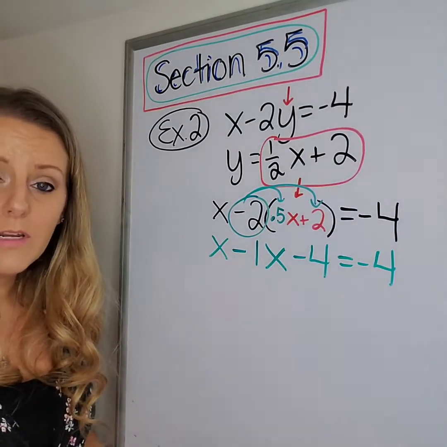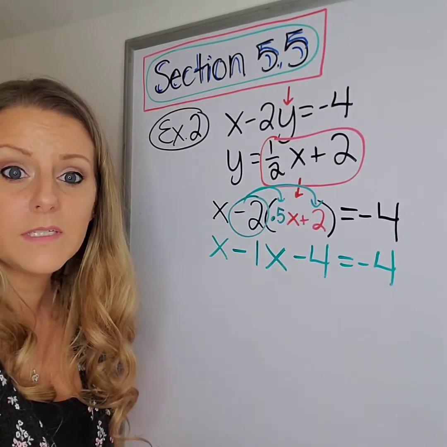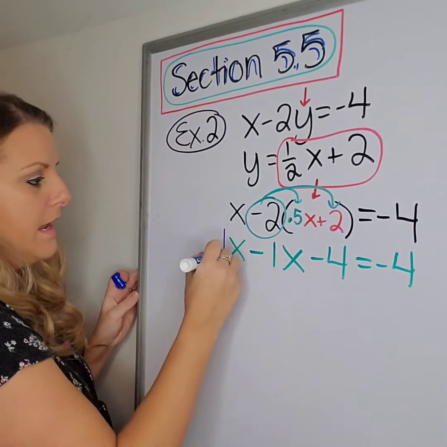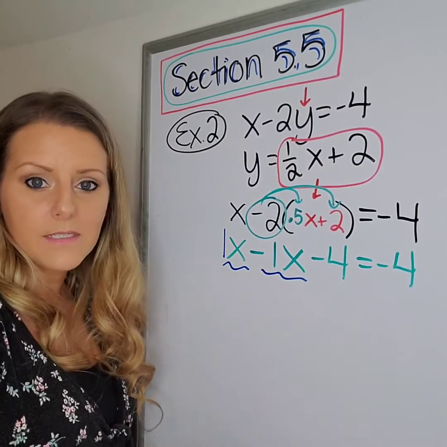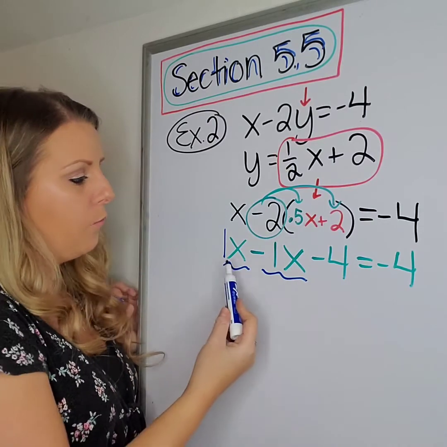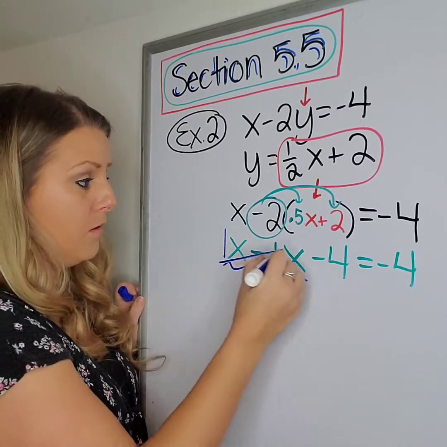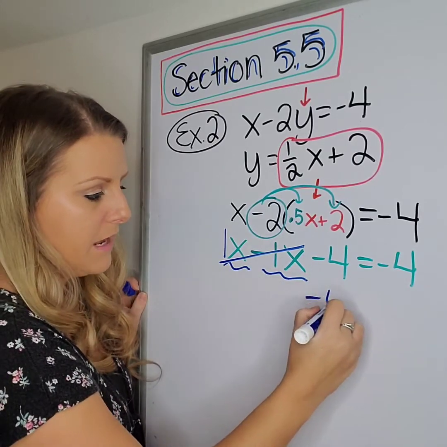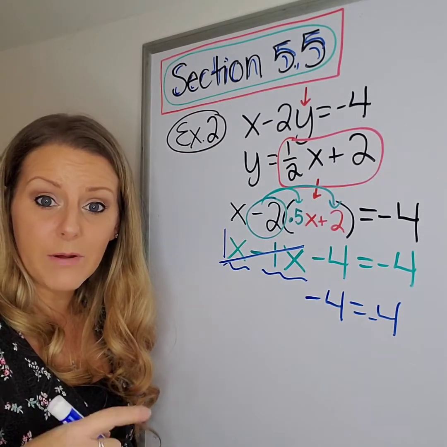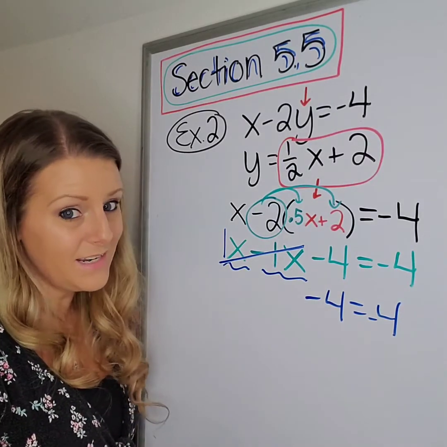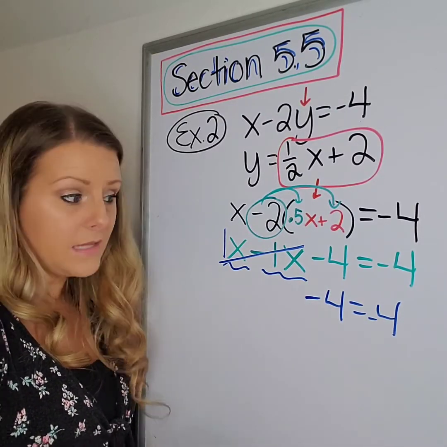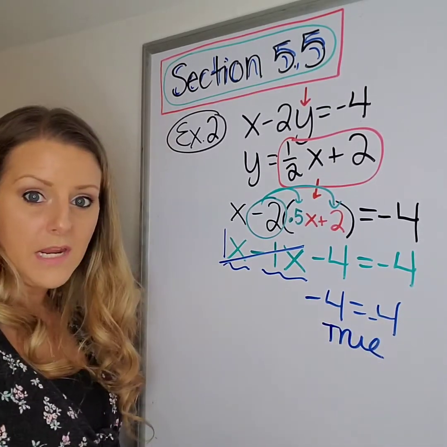Now, at this point, you would combine your like terms. That's the next step. However, what happens when you combine your like terms here? Well, this is a 1x minus 1x. Well, normally it's like 2x plus 3x, and we make it 5x. But 1x, take away 1x, that's 0. That goes away. And we just have negative 4 equals negative 4. Now, is this true or false? But last time it was 0 equals 8. 0 didn't equal 8, so that was false. But is negative 4 equal to negative 4? Yeah, that's true.